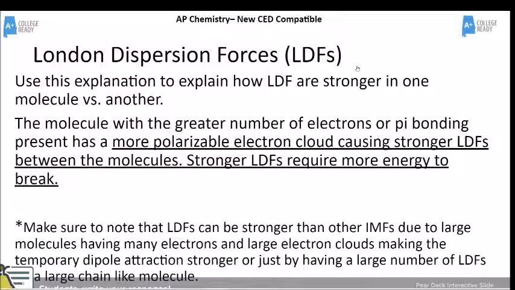In a lot of molecules that only have LDFs, they can have a lot stronger intermolecular forces than even hydrogen bonds. So when we say that hydrogen bonds are stronger, and they're always stronger, that's not necessarily true.